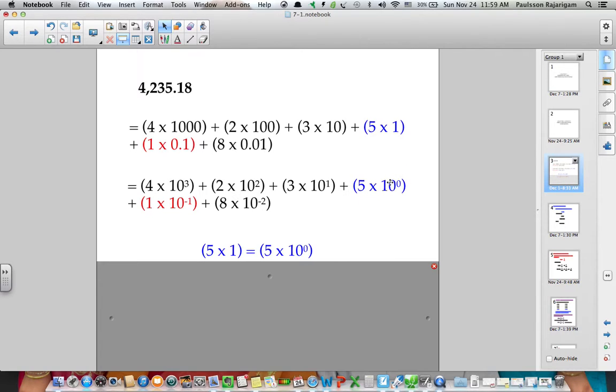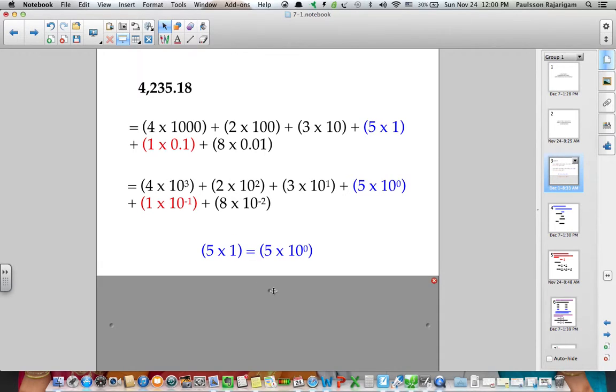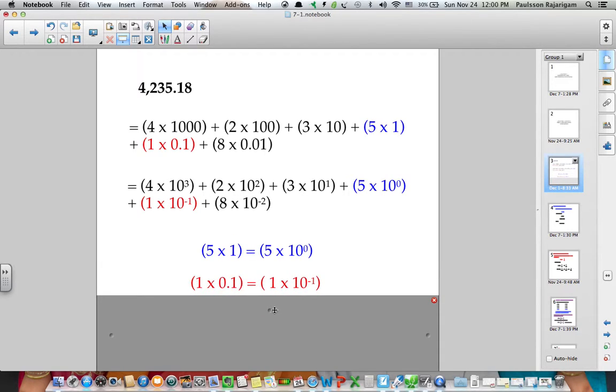So 5 times 10 to the 0th power is the same as 5 times 1, because any number raised to the power of 0 is going to be 1, and we know that from 6th grade. And if you look at the number that's in red, 1 times 1/10, now 1/10 can be written as 10 to the power of negative 1.